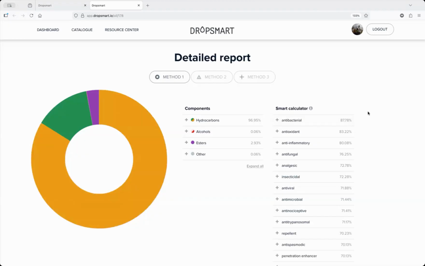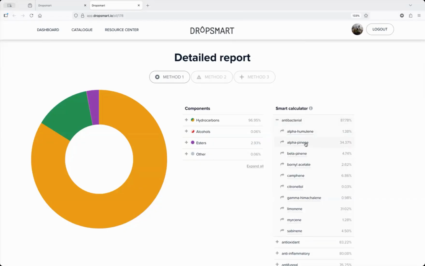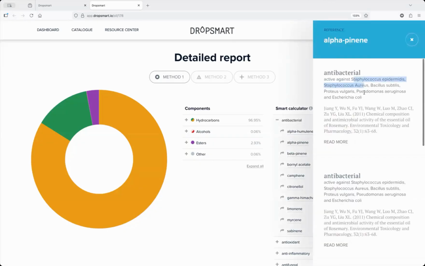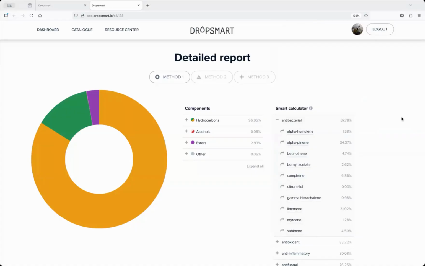It's almost 90% antibacterial. Then let's look at antimicrobial first. So we have antibacterial, antifungal at 76%, antiviral over 70. So this oil is great for all sorts of microbes and infections. And as I said, in other examples, you can go and see which exact bacteria it's active on to be even more specific and even better at targeting your results.